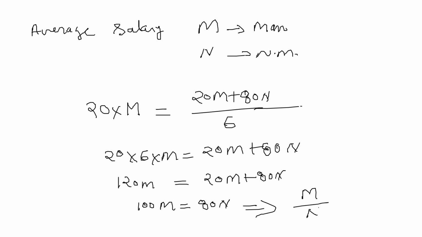Manufacturing to non-manufacturing ratio, 80 divided by 100, or you can take vice versa. It will become 4:5. So M:N is 4:5.